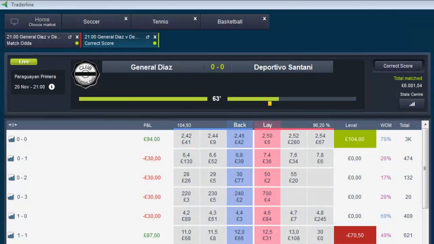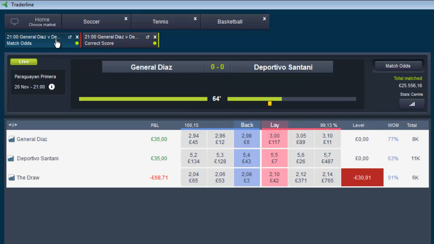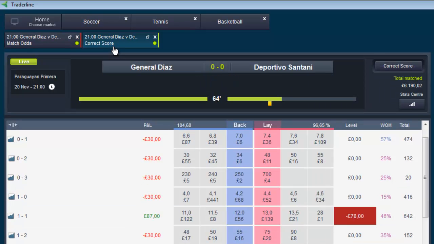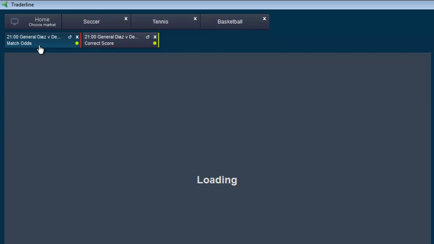Right, I've come back after 63 minutes and the match is still 0-0, which is really good for us. In the meantime, I've been laying the draw in the match odds market. So I'll just go and show you. I've laid the draw for a total liability of £68. So at this stage now, I can't really lose in this game. If this game can stay 0-0 for another 10-15 minutes, I'll make a nice profit.